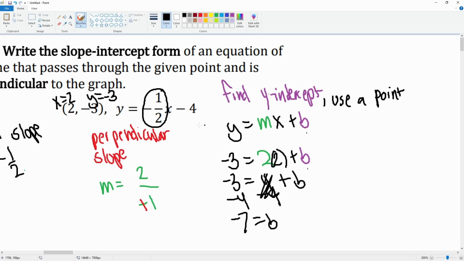That is your y-intercept. So our equation is in the format y equals mx plus b. The m we solved for was 2 over 1, we can just write 2. And the y-intercept, which is b, we solved as -7. This would be your complete equation of the line: y is equal to 2x minus 7.